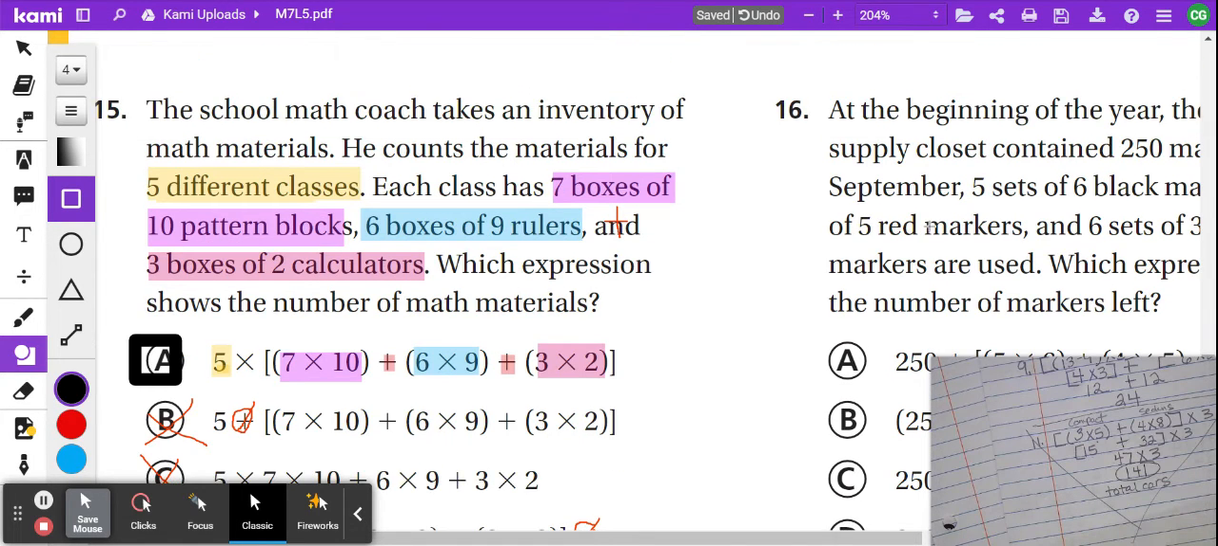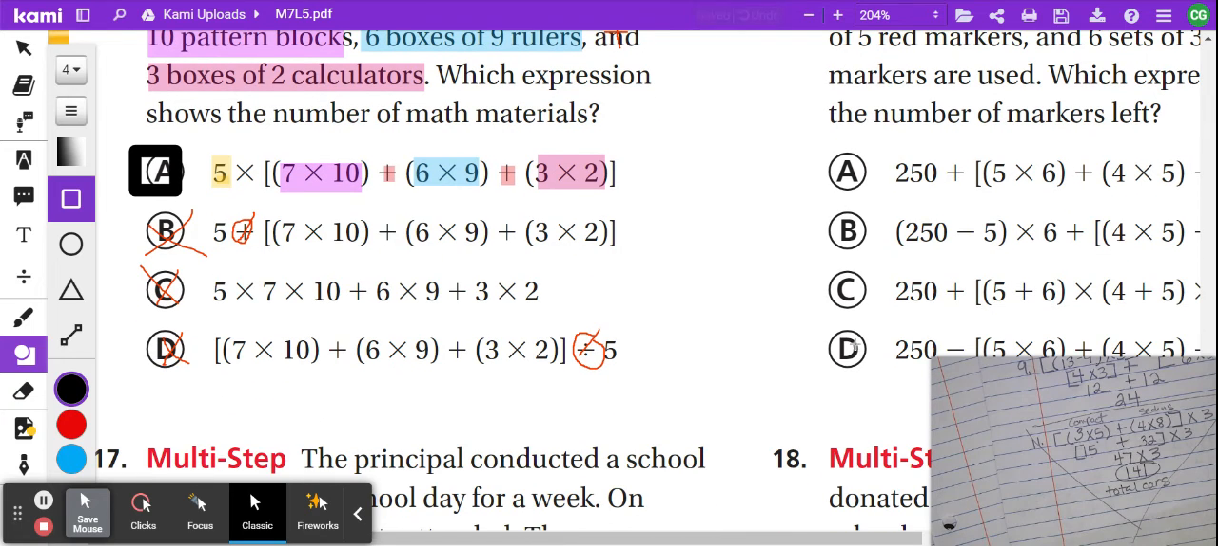If you're answering number 16, the answer to that is going to be D.